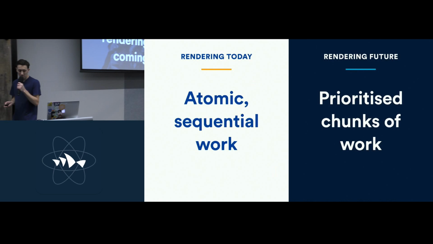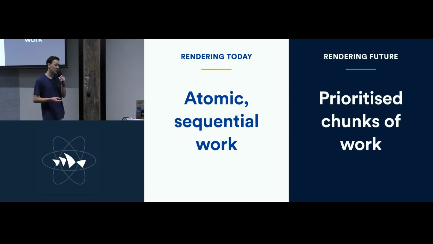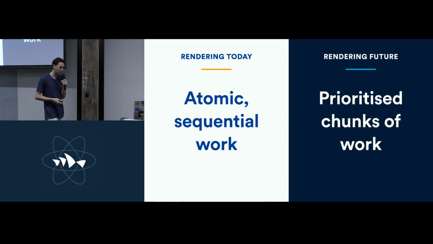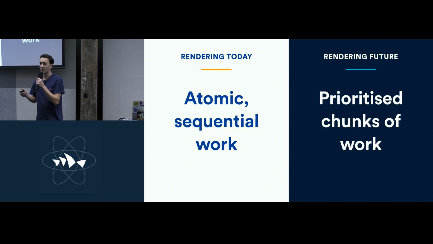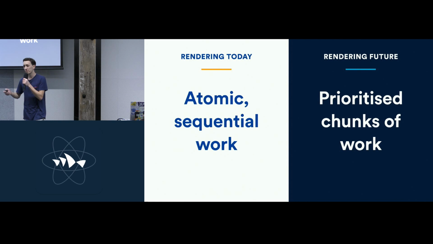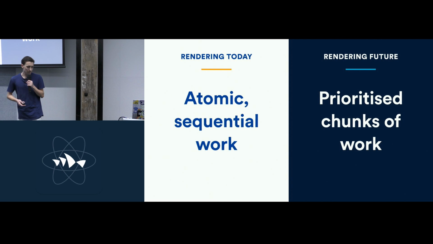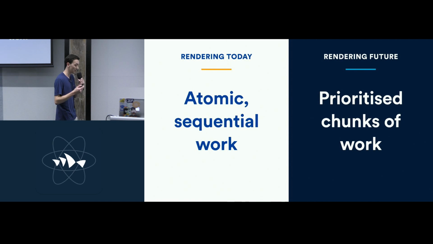So let's just do a quick recap of how rendering works today in React and how that compares to async rendering. Rendering today is atomic in the sense that once React starts a render, it's going to finish that render. And it's sequential because React simply queues these renders up as it needs to, and it's going to work through this queue until all that work is done. And this is very different to how it will work in an async rendering world.